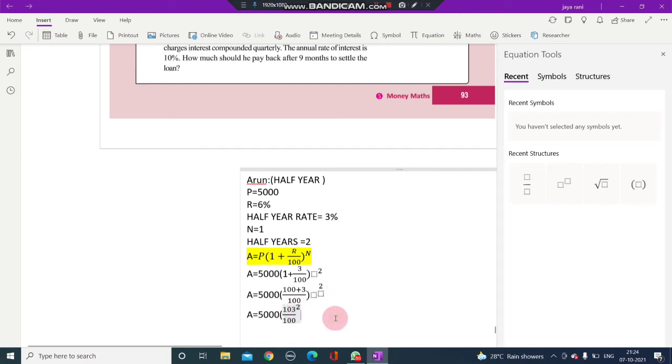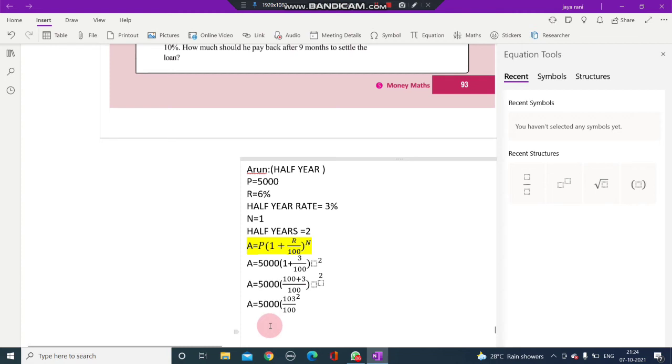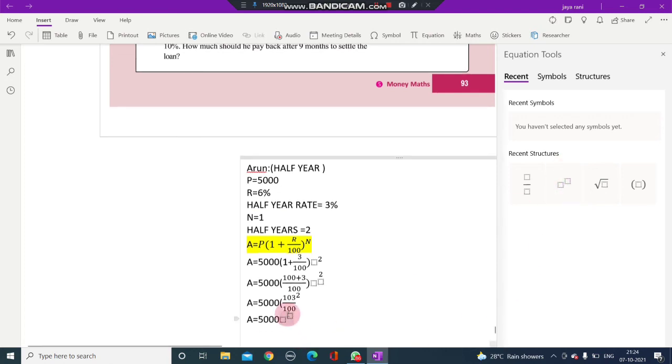Then what about that? A is equal to 5000 into 103 by 100, which is 1.03 the whole square. Find out the value of 1.03 the whole square and multiply that with 5000, and we will get the amount.